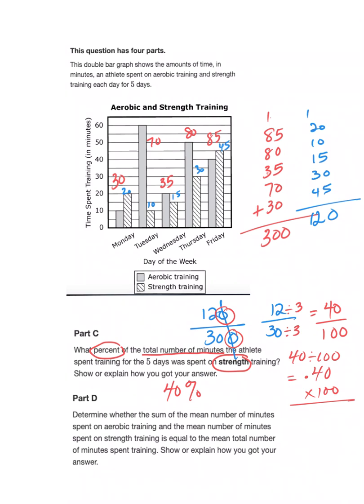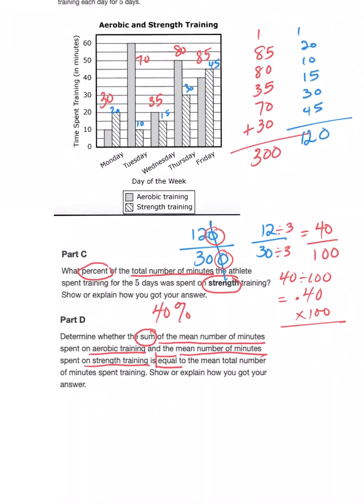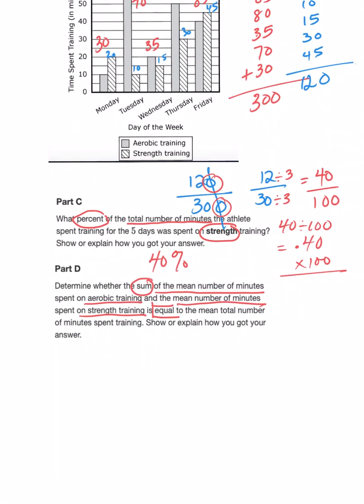Okay, now, last part, D. Determine whether the sum of the mean number of minutes spent on aerobic training and the mean number of minutes on strength training is equal to the mean total number of minutes. Okay, so there's a lot of information here. So let's take it one step at a time, okay? It wants the mean number of minutes spent on aerobic training. So first we have to remember that a mean means the average.